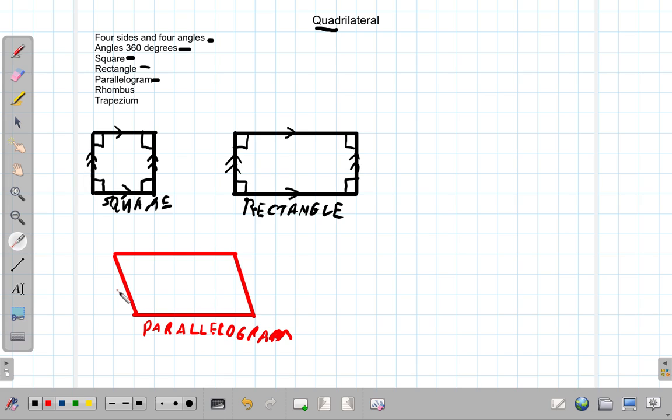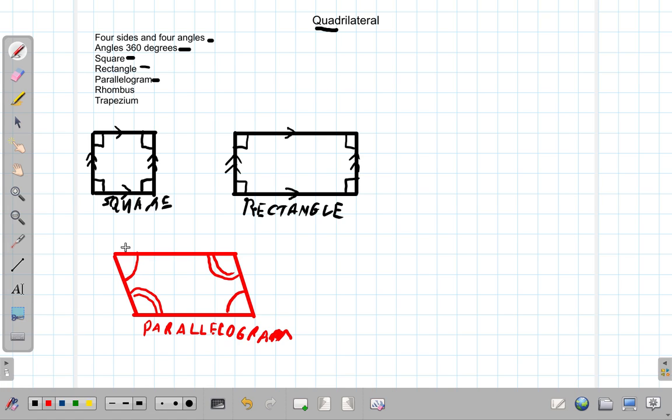The other thing is the angles that are opposite to each other are equal. So what you have in this case is that this angle and this angle are equal to each other. This angle and this angle are equal to each other.